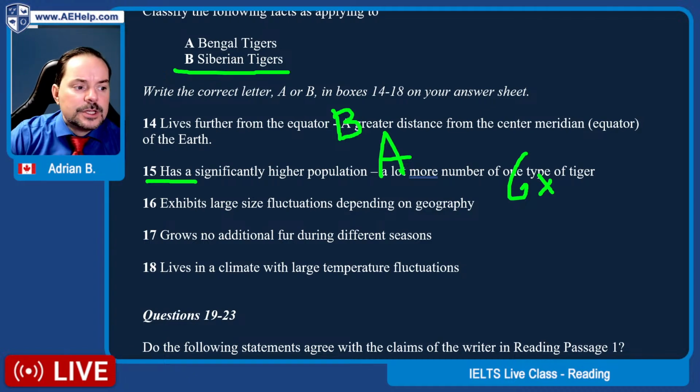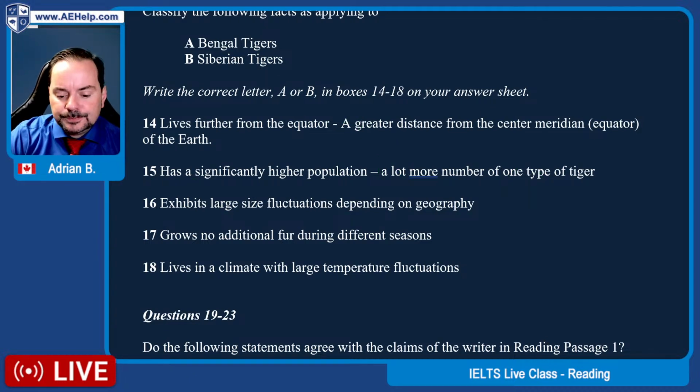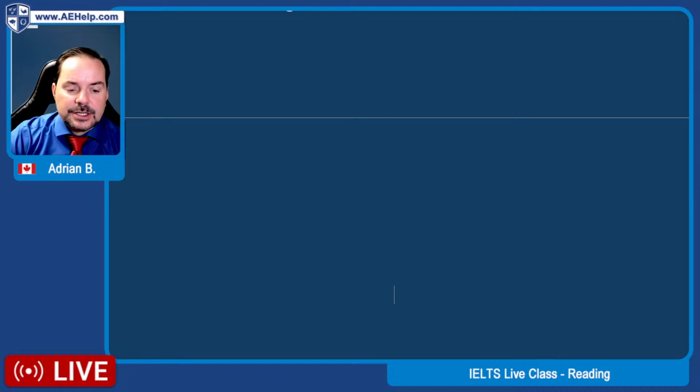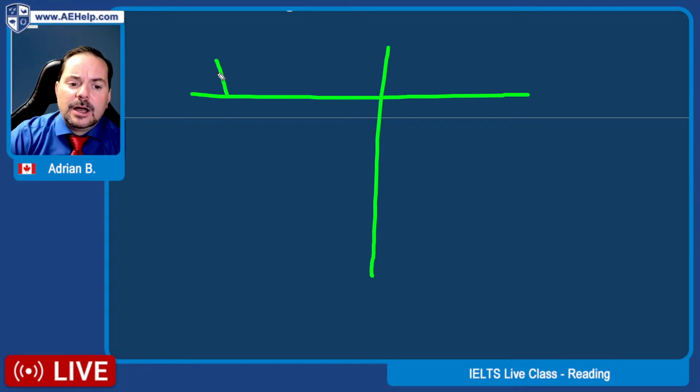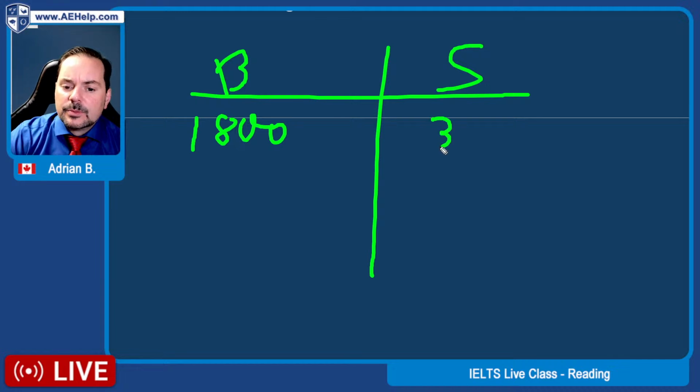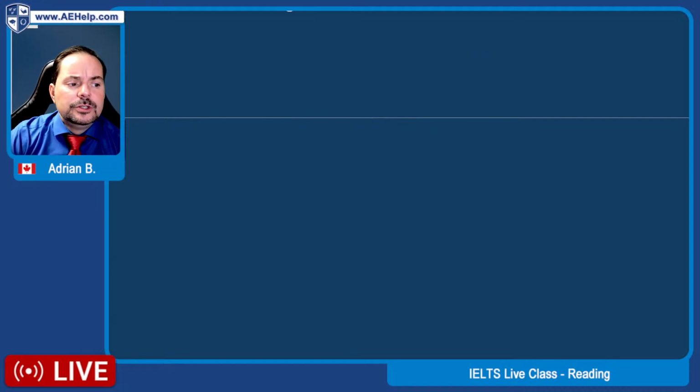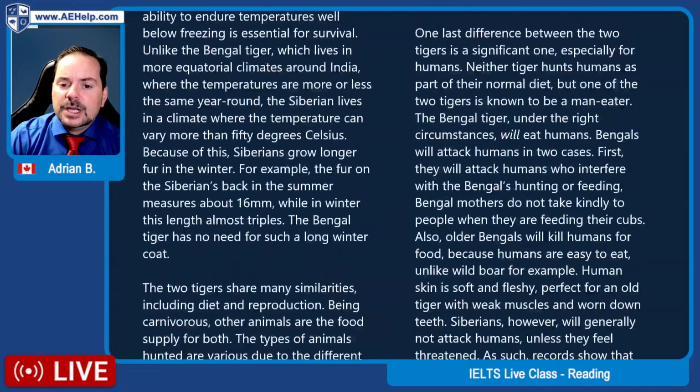Okay. So again, if I go back to conceptualizing or visualizing this, right? I have my Bengal tiger and I have my Siberian tiger. The Bengal tigers were somewhere around 1,800, if I remember correctly, and the Siberians were somewhere around 300. So this is a multiplier of 6. And that's what you want to do. That's what active reading is. Active reading means that you're thinking about what you're reading, not just reading it.